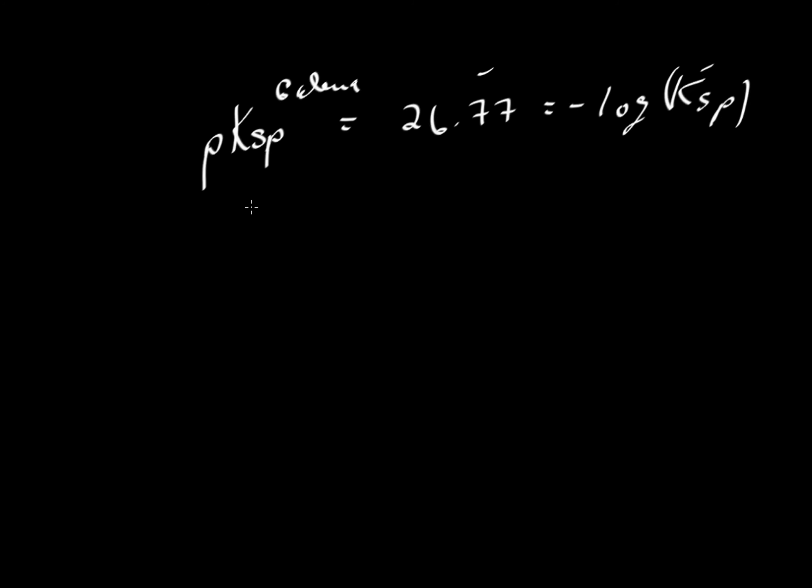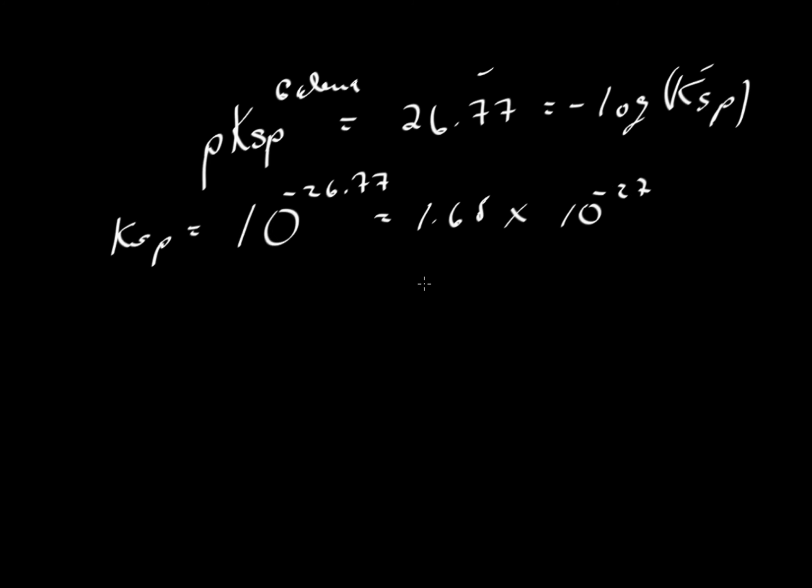So if we want to recover the KSP, we'd take 10 to the minus 26.77. This will give us the KSP value, and that is equal to 1.68 times 10 to the minus 27. So for that equilibrium that we drew earlier, where we have Galena, lead sulfide, dissolving into sulfur plus lead ions, you can see that the amount of sulfur and lead that we're going to get out of this is going to be a very, very small number.